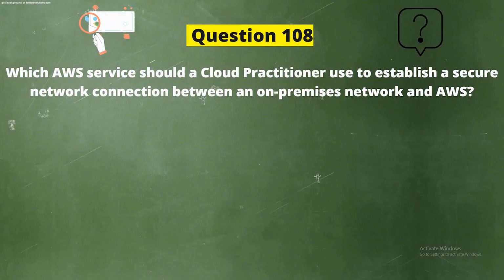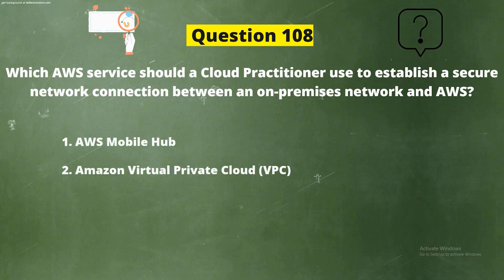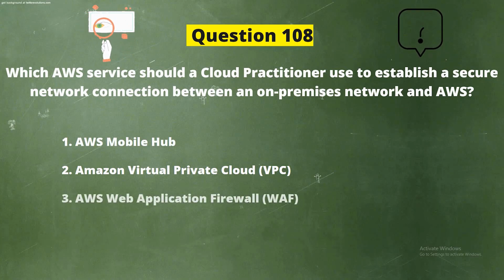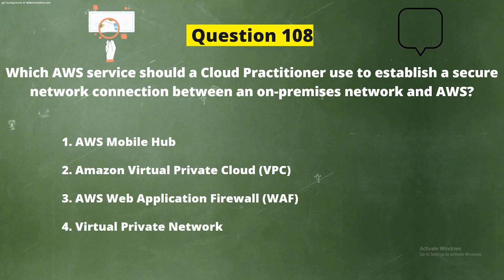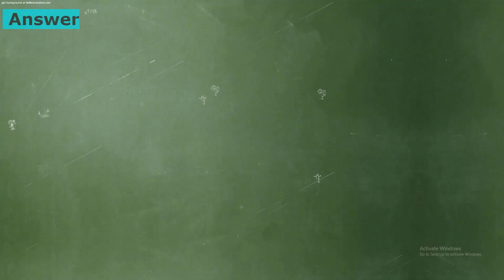Next question. Which AWS service should a cloud practitioner use to establish a secure network connection between an on-premises network and AWS? And the options are: Option 1. AWS Mobile Hub. Option 2. Amazon Virtual Private Cloud, VPC. Option 3. AWS Web Application Firewall, WAF. Option 4. Virtual Private Network. And the correct answer is Option 4.